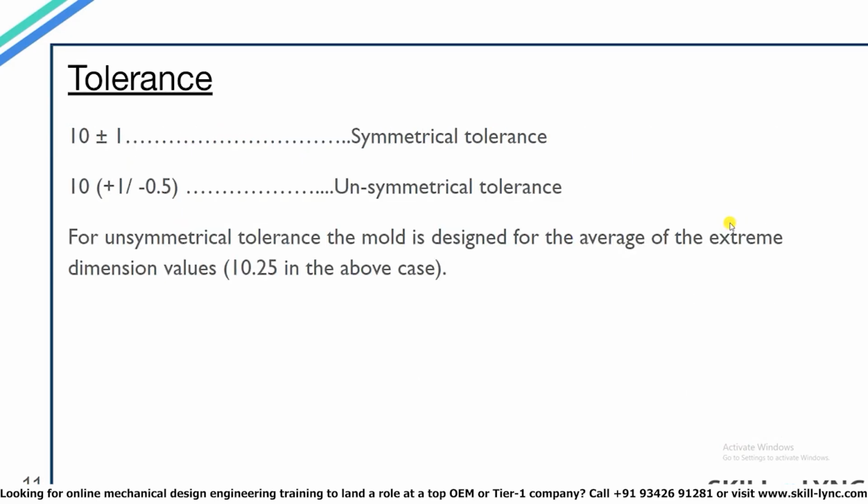When we have the same upper and lower limit for tolerance, for example 10 plus and minus 1, this means that the dimension of the component can be between 9 and 11, and we can see that both the numbers are equally spaced from 10. So this would be a case of symmetric tolerance. But if we don't have the same limits, for example 10 plus 1 minus 0.5, now the dimension has to be between 9.5 and 11. In such cases, there is a possibility that due to shrinkage, the dimension of the part may go below 9.5. So in such cases, the mold is designed for a dimension of 10.25, which is the average of 9.5 and 11, to ensure that the dimension stays within the tolerance.